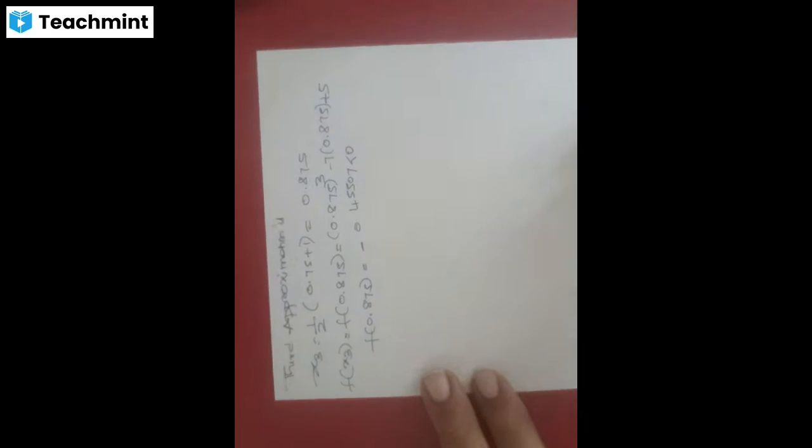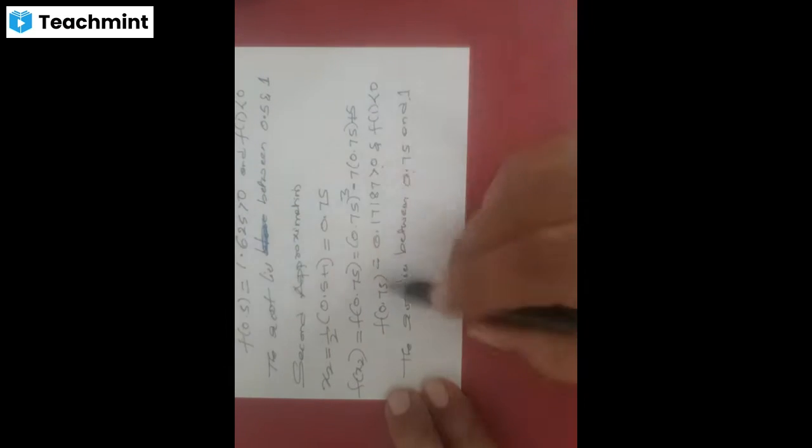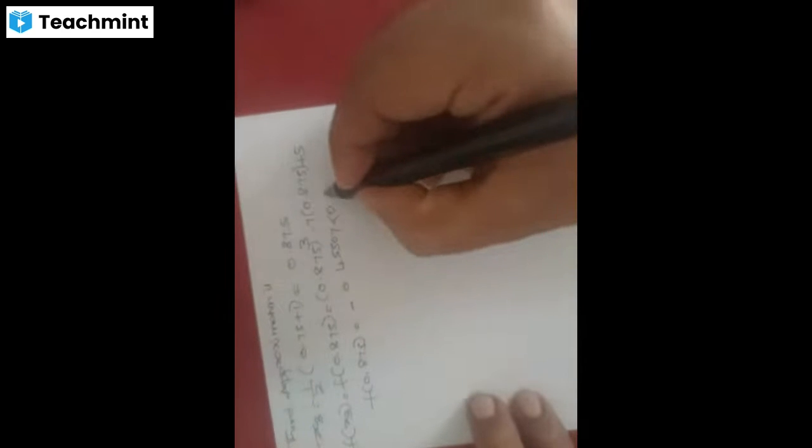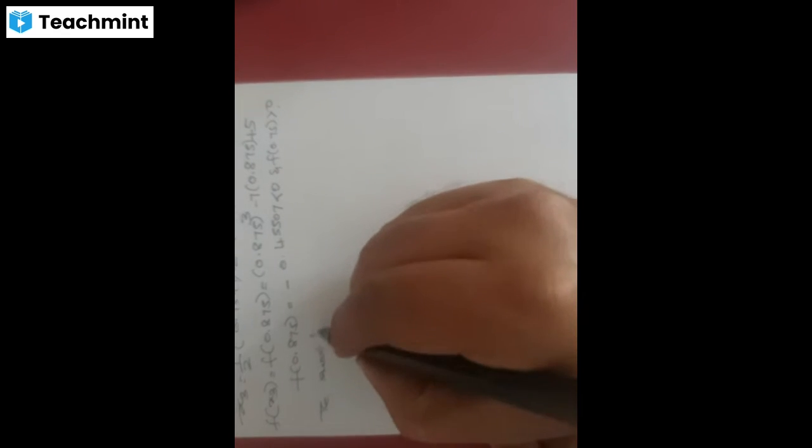And let us see where the positive came. Look at where the positive is. So f of 0.75 is greater than 0. So what happened? F of 0.875 is negative and f of 0.75 is positive. That means the root lies between 0.75 and 0.875.